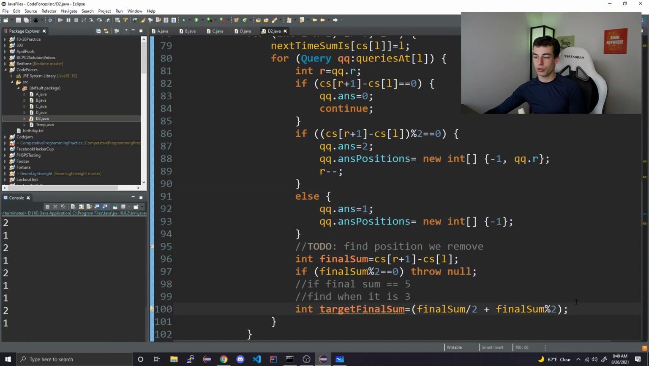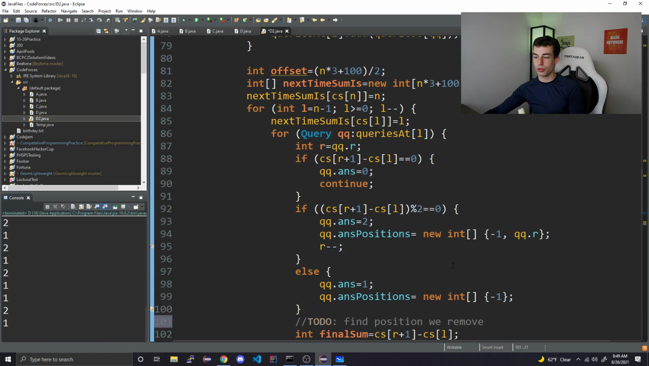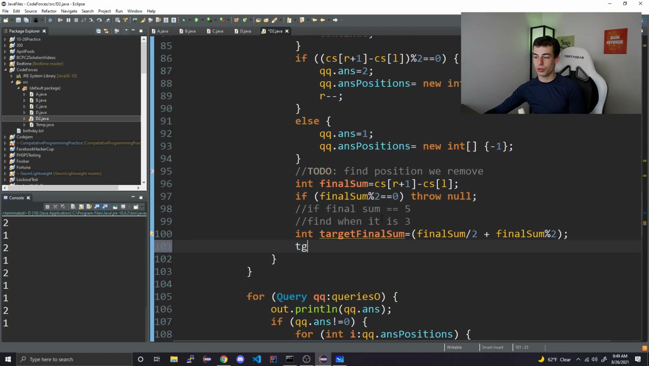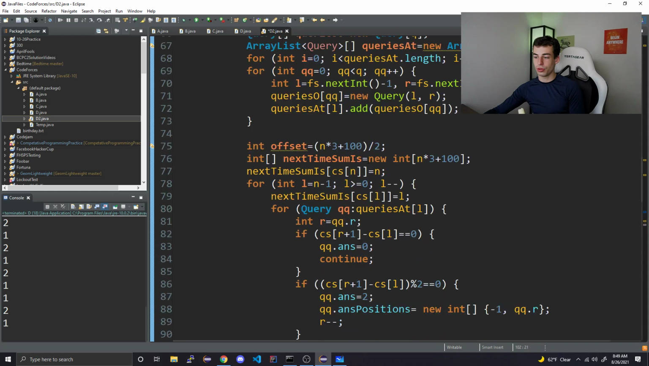Okay. So now we just need to say when does this occur? So target final sum plus equals CS at L, because we would subtract that. Yeah? Oh, and this needs to be plus offset.